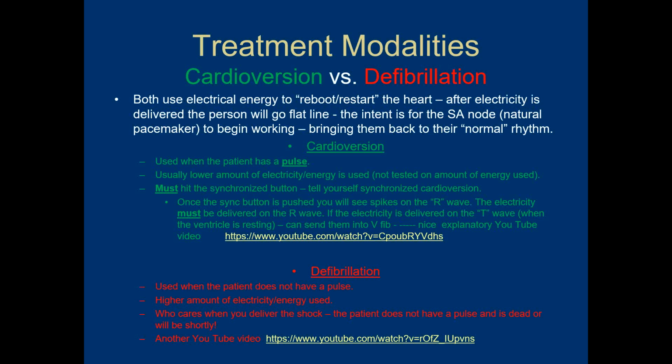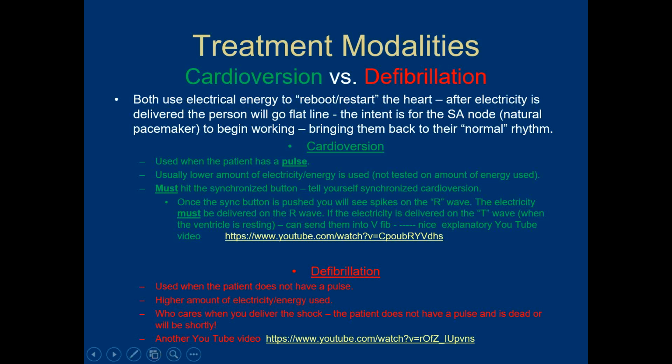Why do we want to synchronize? Well, we don't want the machine to deliver energy on the T wave. The T wave is when the heart is resting or repolarizing, and we don't want that electricity on the T wave because then it can send the heart into a lethal rhythm, which is known as pulseless V-tach or V-fib. We want that shock to occur when the heart is working during the depolarization. What signals depolarization, or the working of the heart? That's the R wave.